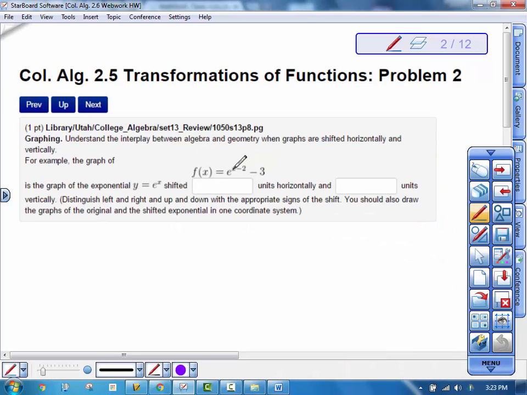Next one's a little easier. We're subtracting from x, so when we compare it to its parent function, if you subtract 2, it moves it to the right, so that's shifted right. I guess I should say 2 units to the right. Positive means right. And then vertically, it's shifted negative 3 units vertically. That means down 3 units.